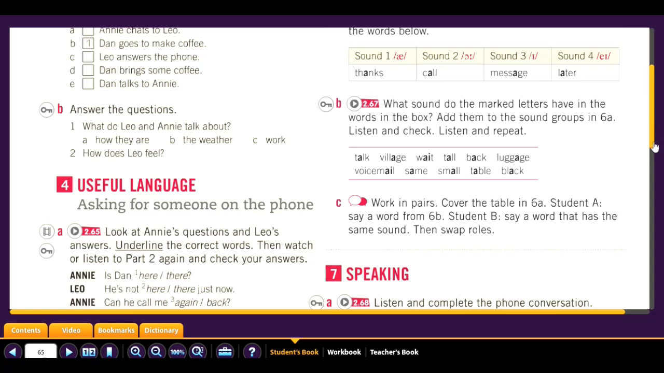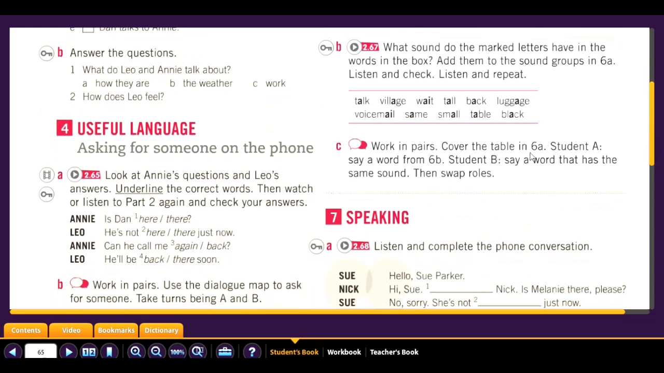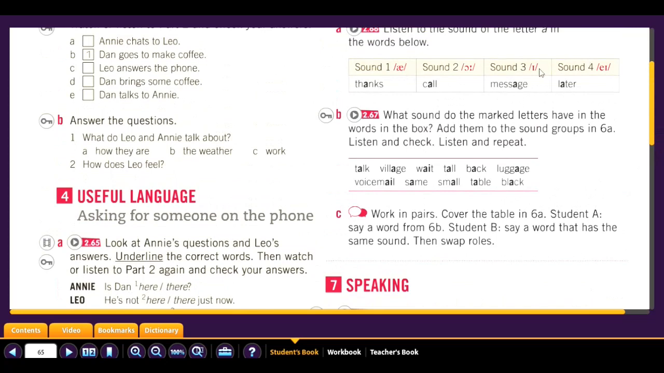Now work in pairs. Cover the table in 6A. Student A says a word from 6B, and student B says a word that has the same sound. You need to cover this part. Tienen que cubrir esta parte. And you need to say one word and try to remember the sound. Tienen que recordar el sonido y una palabra que sea similar. For example, talk. ¿Qué tipo de sonido tiene?